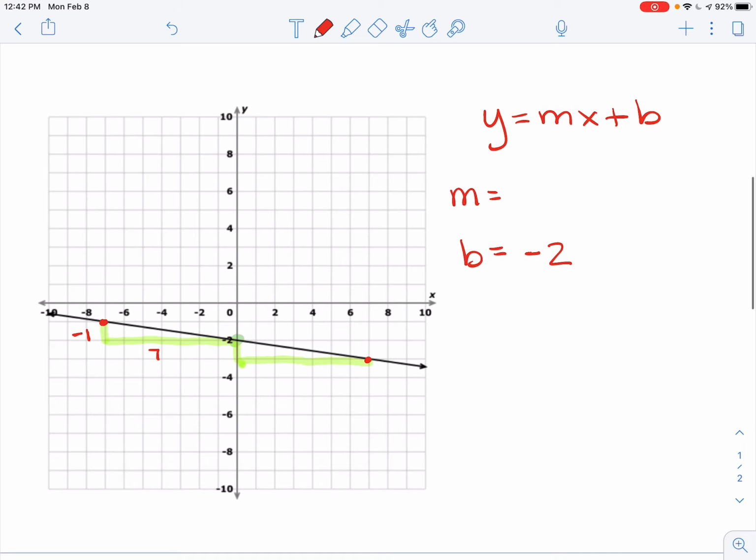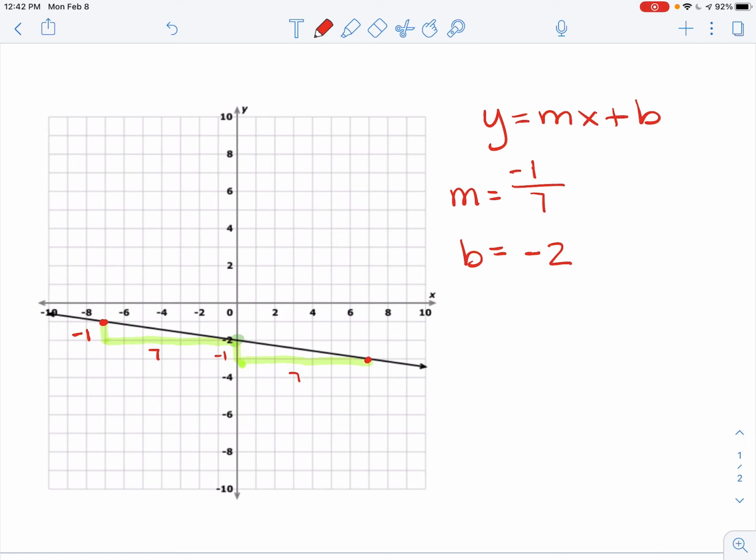Again, I went down 1, I went right 7, so my slope is going to be -1/7. Your top number is always whether you're moving up or down. Your bottom number is always whether you're moving left or right. And you always follow a graph from left to right, like you read a book from left to right.